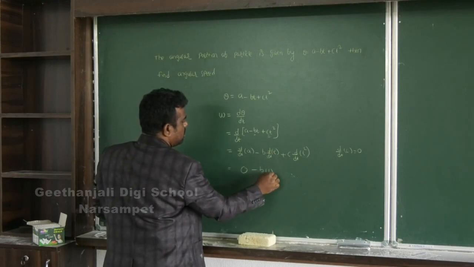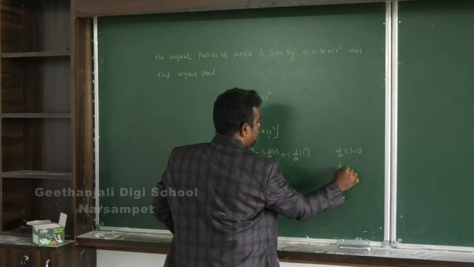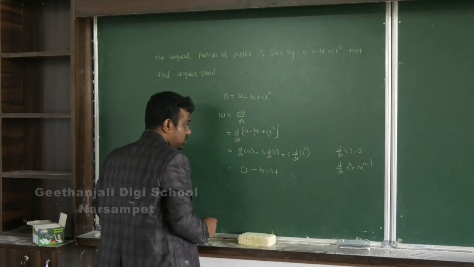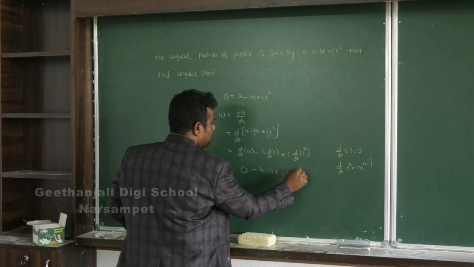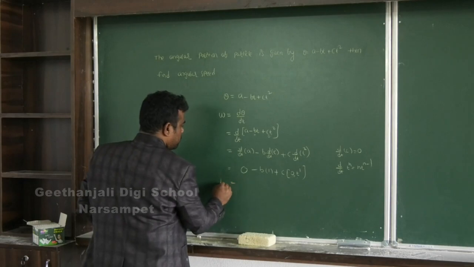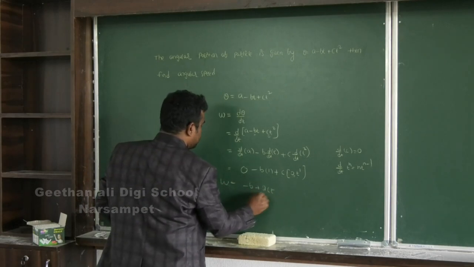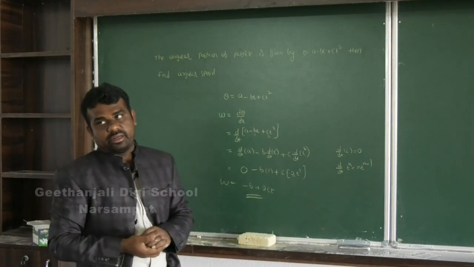This means 1, plus d by dt of t power n is equal to n into t power n minus 1. You know this. So c into, what is the n value? 2. 2 into t power n minus 1, 2 minus 1, that is 1. So you can say that omega is equal to minus b plus 2ct. This is the angular speed of the particle.